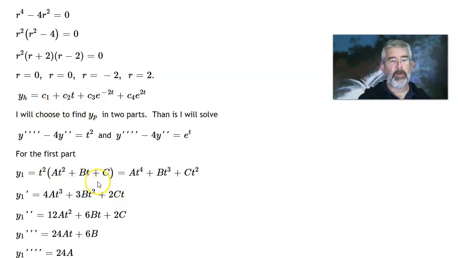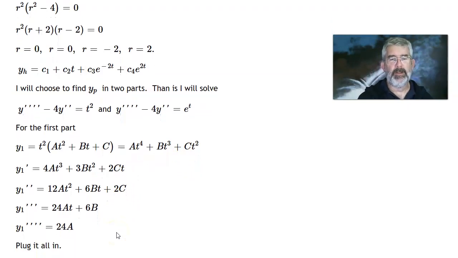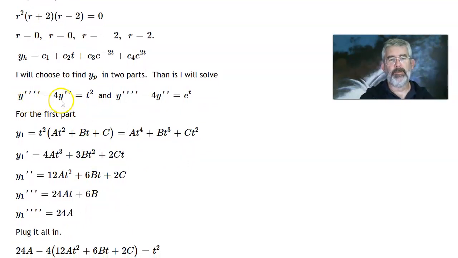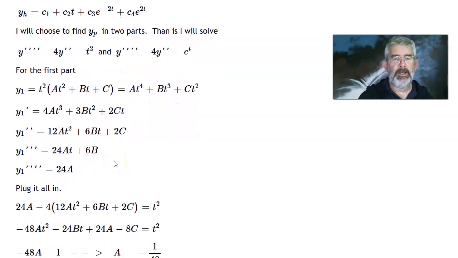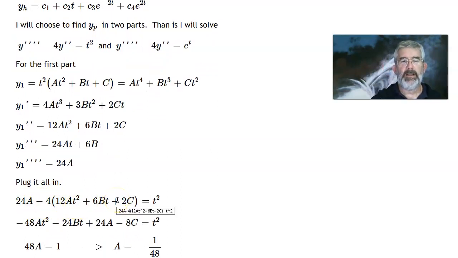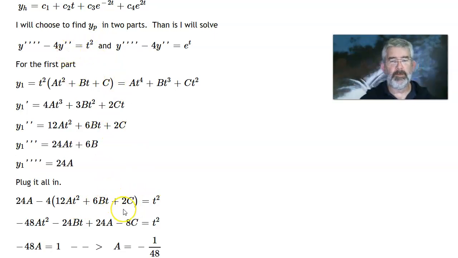Okay. So anyway, here's what I have. I've got this fourth degree polynomial, taking its derivative, its second derivative, its third derivative, its fourth derivative, right? And then plug it all in. Actually, I really only need the fourth derivative and the second derivative. So plugging in the fourth derivative minus 4 times the second derivative, I need that to equal t squared, right? If it's going to be a solution to that equation, that's what I need to have true.